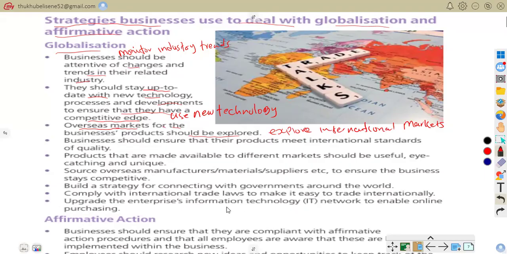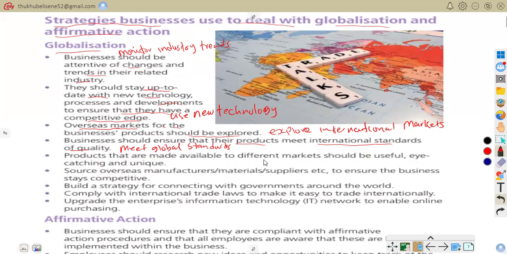Let us move on to another point. It says business should ensure that their products meet international standards of quality. So it means that you are to maintain high quality, meet global standards. That is that. Maintain high quality, produce durable products. That is that.